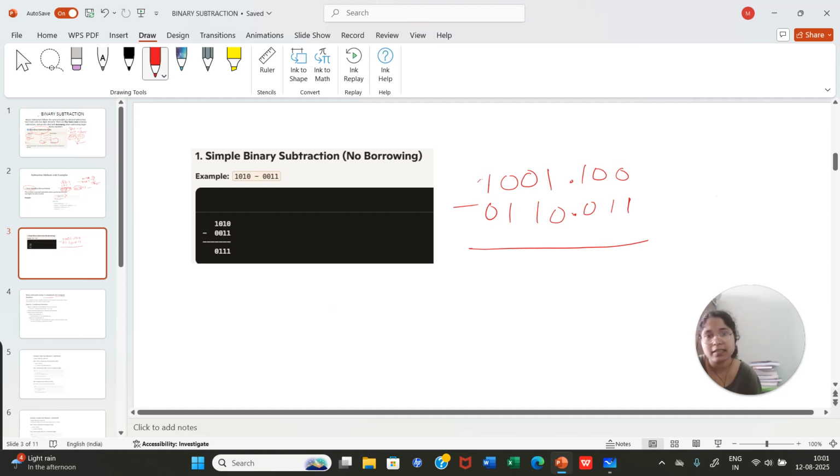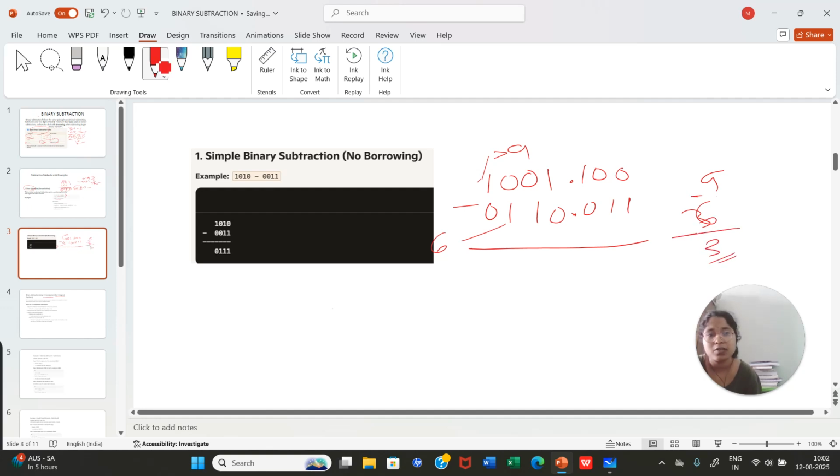What is the value for this in decimal? In decimal this value is 9, I think. For this one, it is 0 to the power 0, 1 to the power 1, 2 to the power 2. So 4 plus 2 is 6. This is 6. 9 minus 6 we are doing here, so we are getting 3.